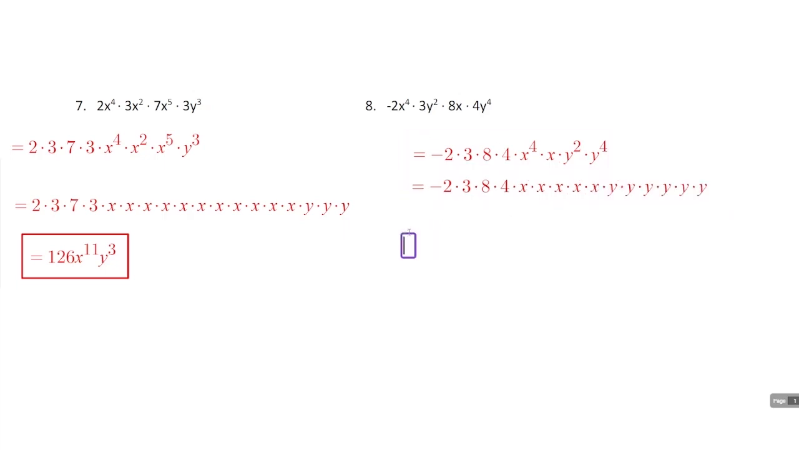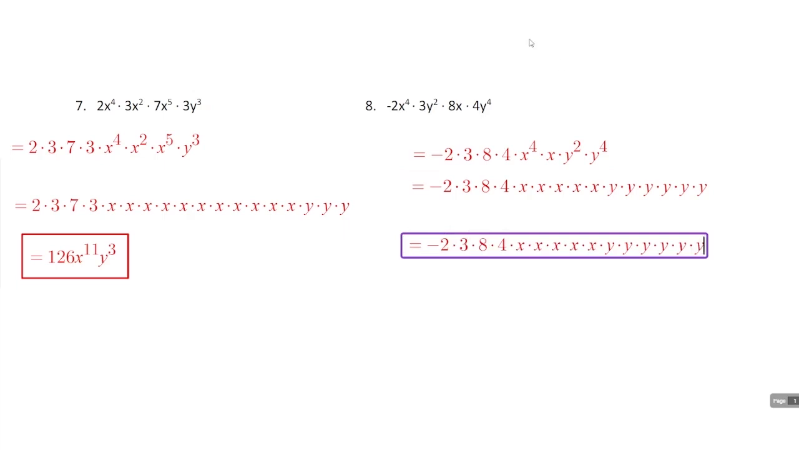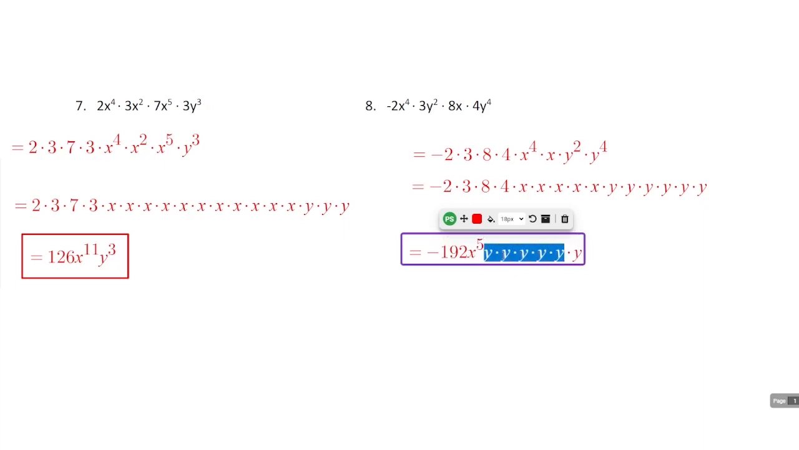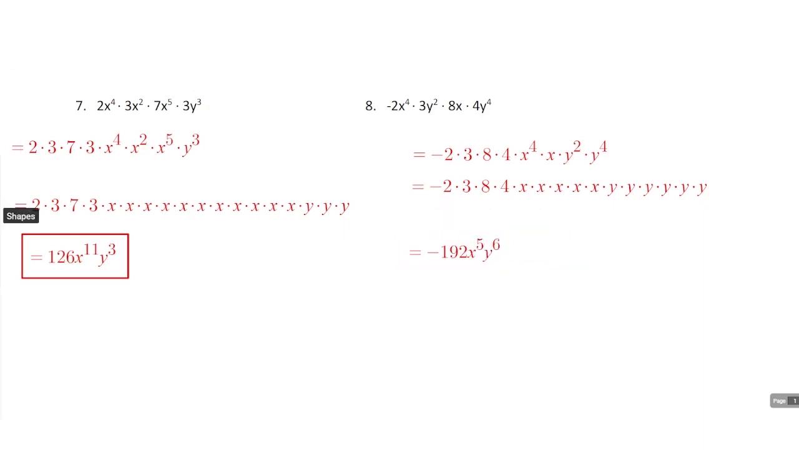All right, so my last step is going to give you my answer here. -2 times 3 times 8 times 4. Yeah, I'm going to use the calculator. -2 times 3 times 8 times 4 is -192. And then we've got 1, 2, 3, 4, 5 x's. And 1, 2, 3, 4, 5, 6 y's. And there's number 8.